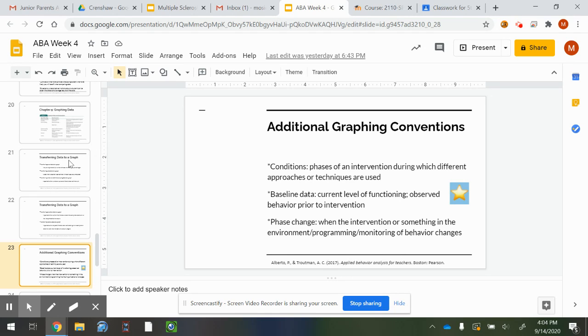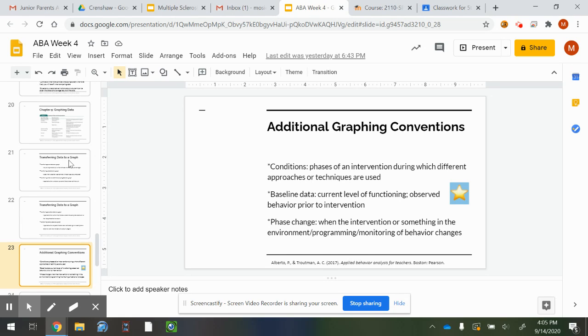And then the last one is a phase change. Phase changes are extremely important. A phase change documents when the intervention or something in the environment, programming, monitoring, anything changes that may affect that behavior. For example, I just had a phase change on all of my reading goals as we moved up from 4th grade to 5th grade.